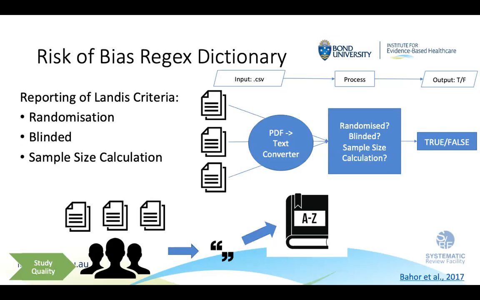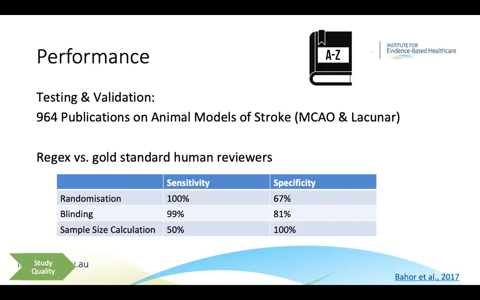So this tool takes a CSV and processes it. Basically, it takes the full text PDFs, converts them to text, and then checks each of the full text articles against those dictionary entries: the randomization, blinding, and sample size calculation, and returns true or false.